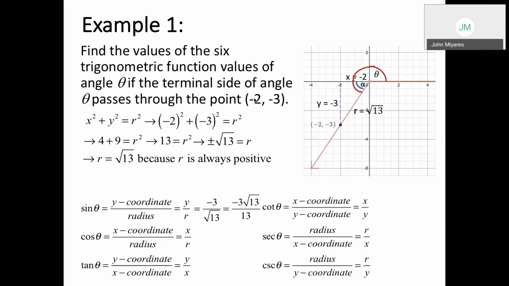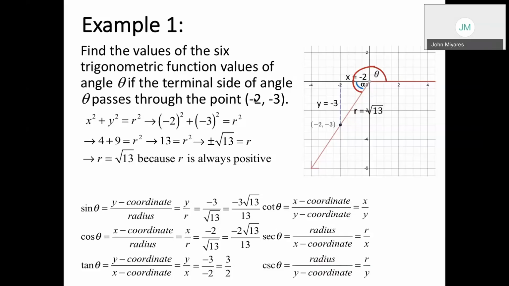The cosine ratio is going to be the adjacent over the hypotenuse, x over r, which becomes -2 over the square root of 13, which again will rationalize as -2 square roots of 13 over 13. The tangent becomes the opposite over the adjacent, where y over x reduces to -3 over -2. The negatives will cancel, leaving you with 3/2.